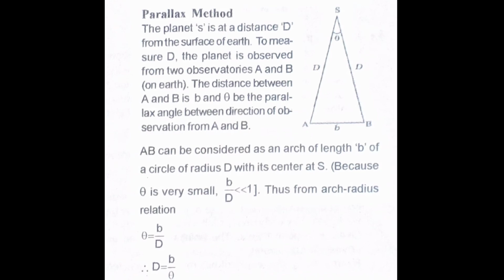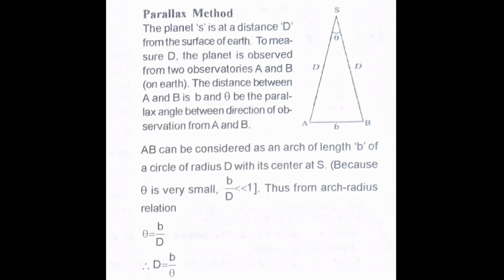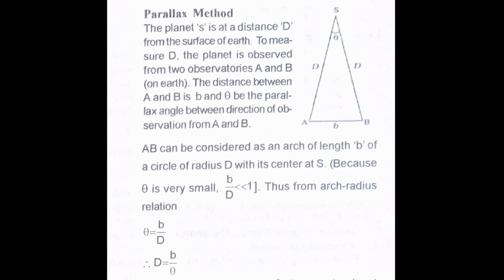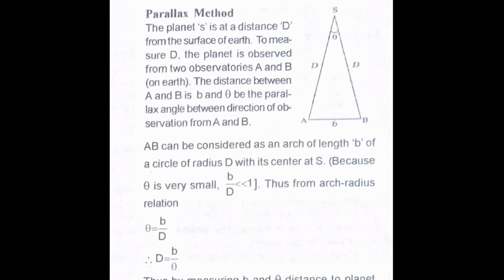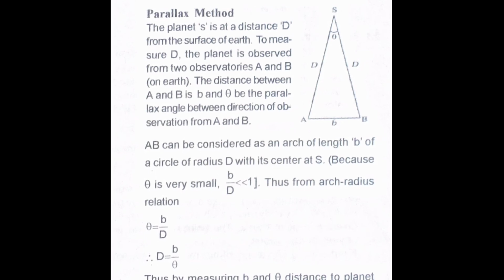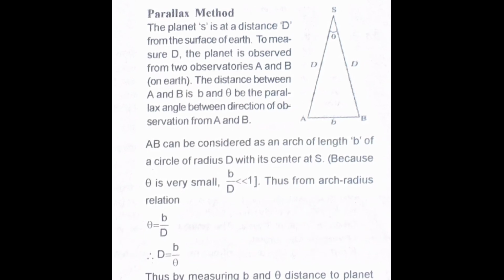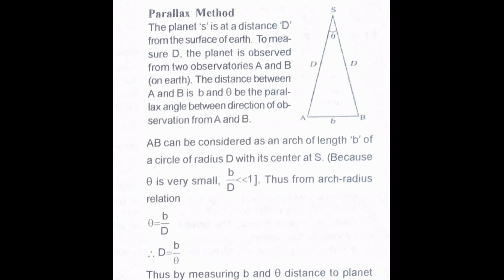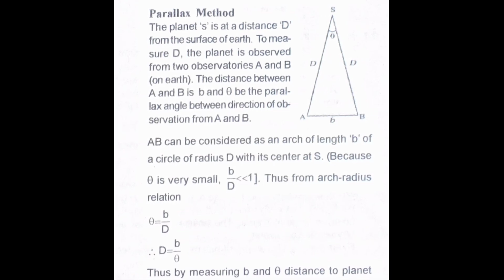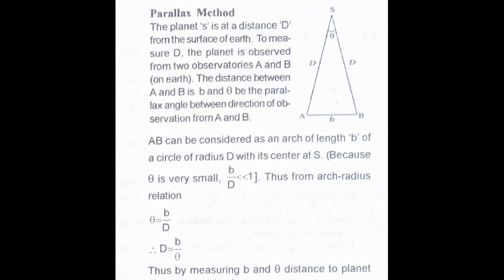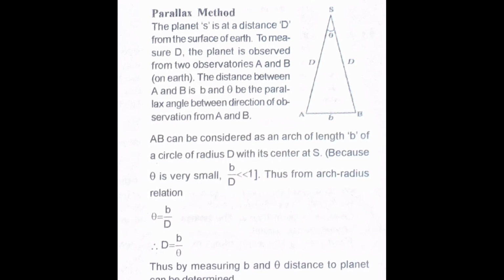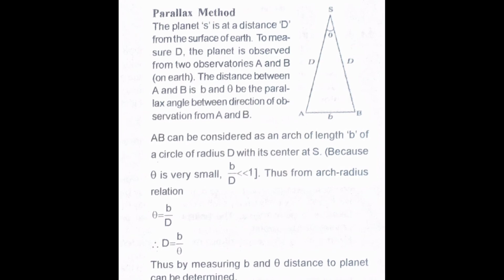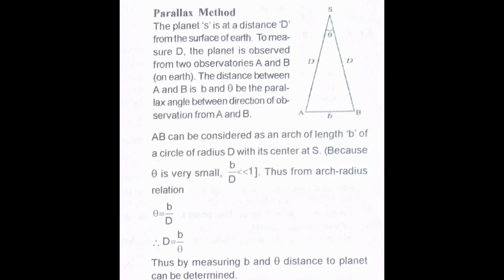Then how can we find d, the distance between the Earth and the planet that we want to calculate? Yes, we can cross multiply. D into theta is equal to b, so d is equal to b by theta. That is the equation for finding the distance between Earth and planet. Thus, by measuring b and theta, the distance to the planet can be determined.